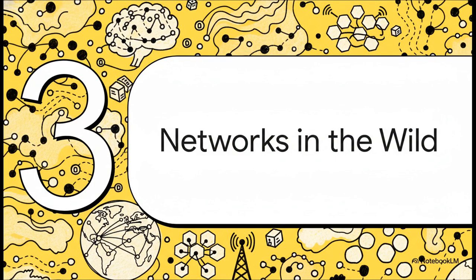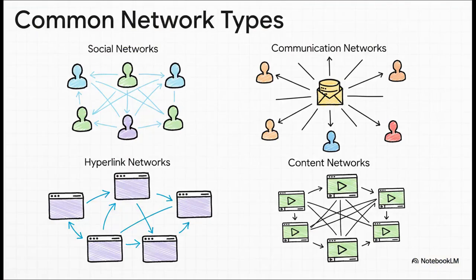So we've got our building blocks now, the nodes and the edges. Let's zoom out a little bit and see how these simple pieces come together to build the massive networks we are all a part of every single day. And I mean, you see this stuff everywhere once you know what to look for. You've got your classic social networks built on relationships, like Facebook friends. Then there are communication networks, like a company email chain, just mapping who's talking to whom. You even have hyperlink networks, which map how websites link to each other. That's basically the secret sauce behind how search engines work. And of course, there are content networks, like the massive web of connections that powers YouTube's recommendation engine and decides what you see next.